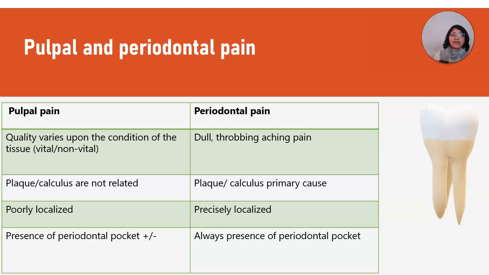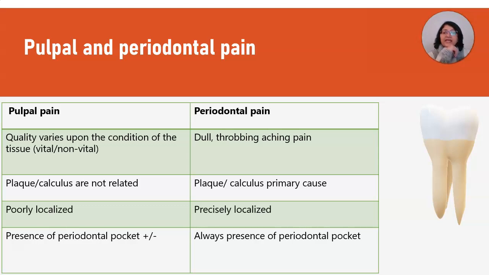If the tooth is vital, then it's mostly a sharp shooting pain, or it's even going towards being non-vital, sharp shooting pain. Usually pulpal pain we associate with sharp shooting pain, but it also is related to hot or cold. Periodontal pain as such would not have any bearing with hot or cold. It's a dull, throbbing pain which could be felt radiating throughout, and it does not have any relationship to whether you ate something or you are feeling cold or hot. It's not in response to any hot or cold stimulus.